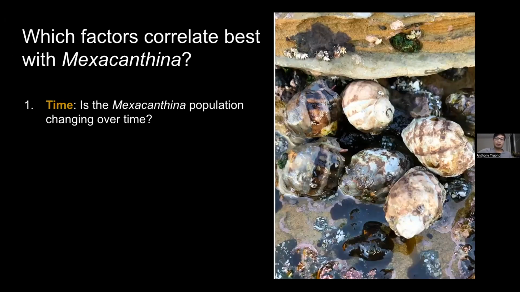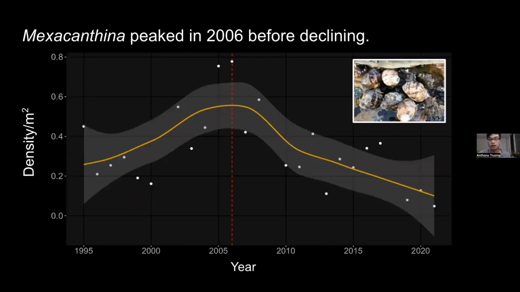So all that said, all that data was compiled and then paired with these factors. And so here is what the results look like. For the first question, is the population changing over time? Yes. What I have here on the x-axis is the year, and on the y-axis is the density of Mexican thyna per meter squared. So that's the size of each plot.